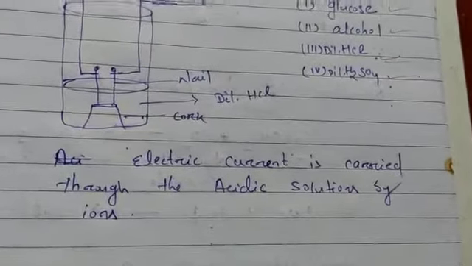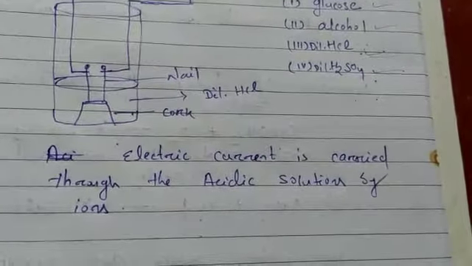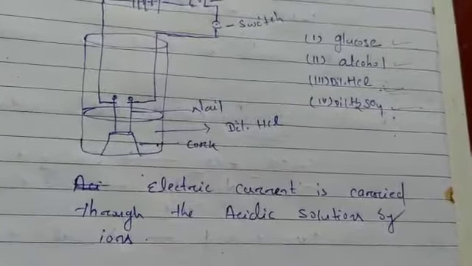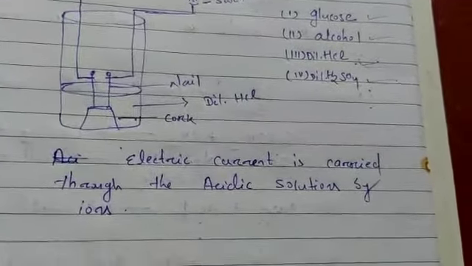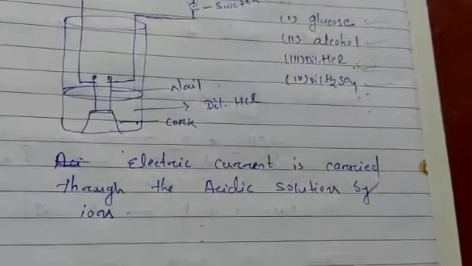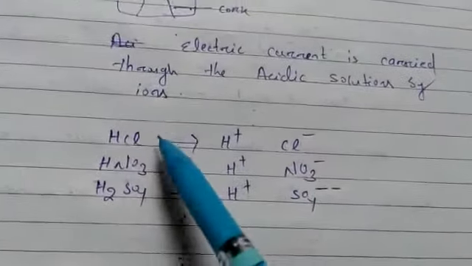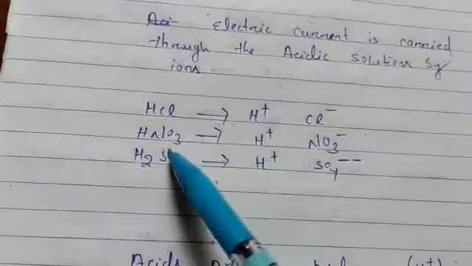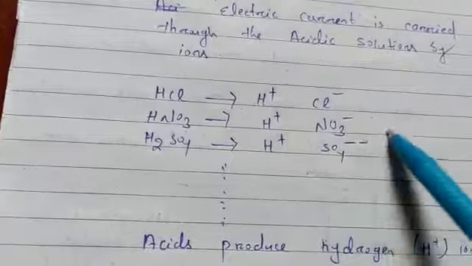Since the cation present in acids is H plus, this suggests that acids produce hydrogen ions. All the acids produce hydrogen ions, H plus ions, in their solution, which are responsible for their acidic properties. You can observe here hydrochloric acid, H plus Cl minus; nitric acid, HNO3, H plus NO3 minus; sulfuric acid, H plus SO4 double minus.